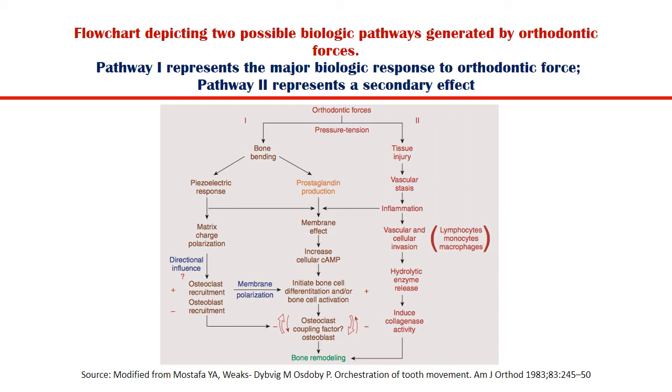The second thing is it would also be leading to formulation of the second messengers, prostaglandins. The second pathway is going to talk about the tissue injury, which is basically inflammatory, and then it is going to release so many mediators and enzymes. Together with the bone bending, the tissue injury, they are going to culminate and lead to orthodontic tooth movement. We are going to go into the detail and understand the process.